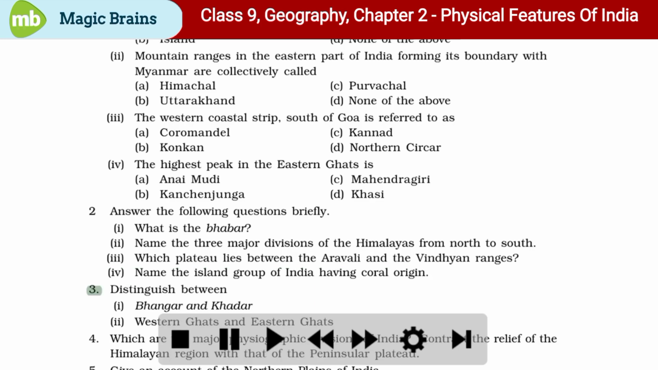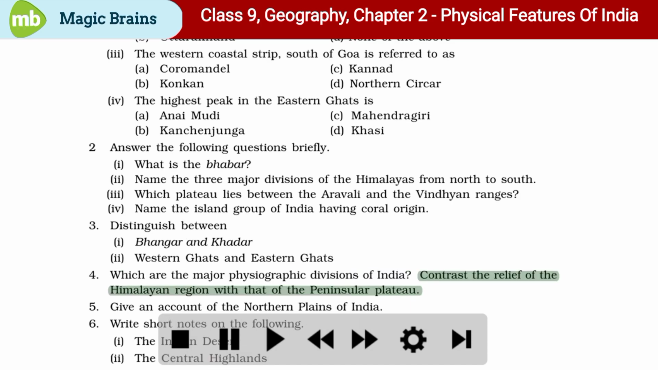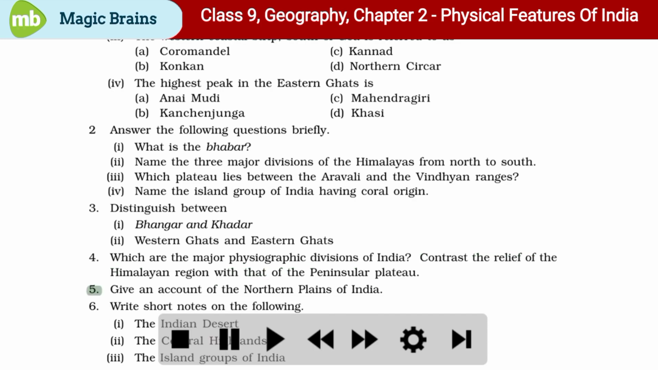Question 3. Distinguish between 2. Bhangar and Khadar. 3. Western Ghats and Eastern Ghats. Question 4. Which are the major physiographic divisions of India? Contrast the relief of the Himalayan region and that of the Peninsular Plateau. Question 6. Give an account of the northern plains of India.